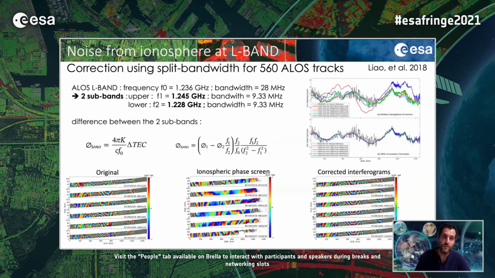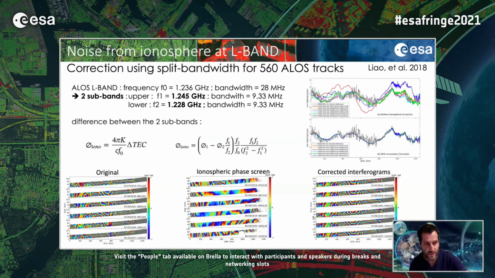So what we did, we used a split bandwidth technique that was developed by Liao, and we cut the PALSAR signal into two parts that would be at different frequency. And so the effect of the ionosphere, which depends on the frequency you're using, will be different. And then we can actually correct for the phase shift that is introduced by the ionosphere. On the bottom, on the same cross-section that you saw, velocity against distance along the track, you see that this phase shift is actually well corrected, and we get a nice signal.